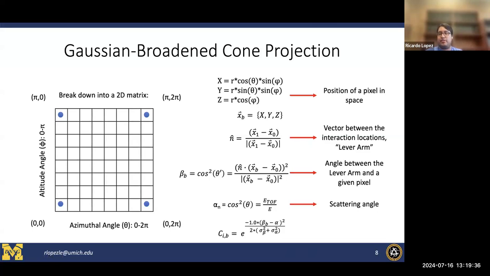The actual equation would be slightly different if it was a gamma ray, but it still holds true that what we are calculating is this cosine squared theta term for the scattering angle of the particle, which will ultimately end up becoming the opening angle for the cone in which we're projecting. And then finally, the actual cone projection is hindered by this Gaussian-like function, shown down below, where we have the beta term, the alpha term, and then the sigmas represent the uncertainties in those two particular parameters.